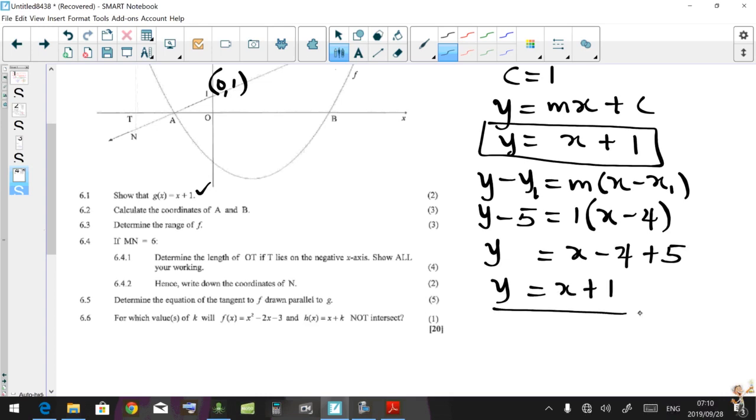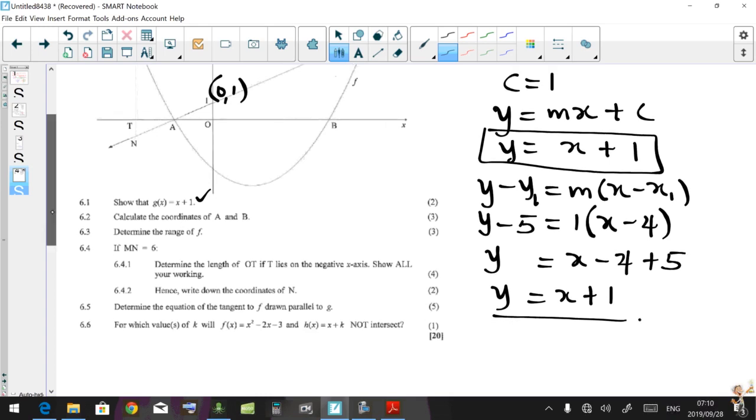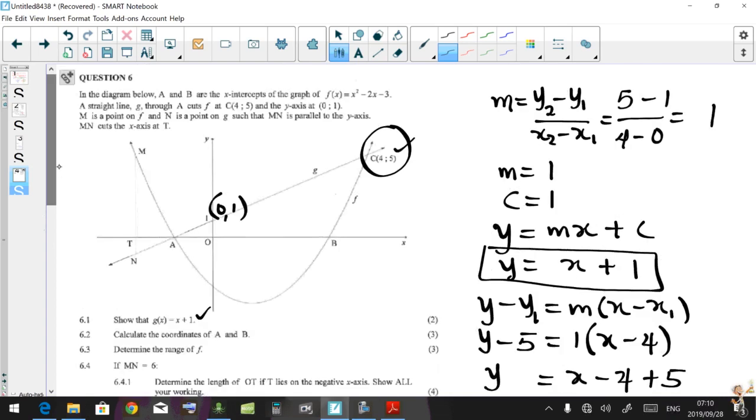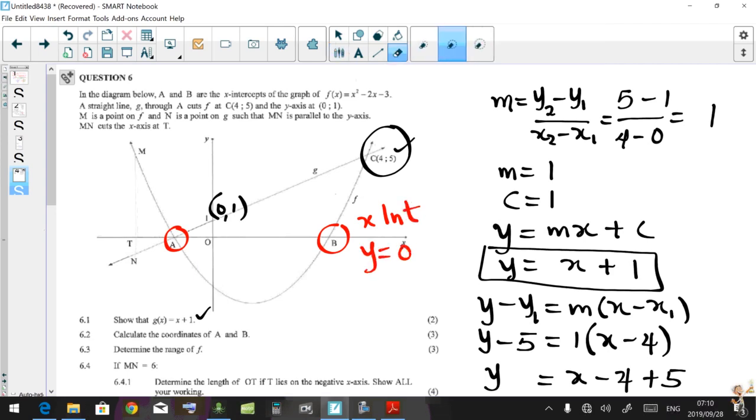Good. Calculate the coordinates of A and B. What do you know about the coordinates of A and B? These are my x values, and basically these are x-intercepts. How do you get x-intercept? Y must be equal to 0. Alright, let's quickly get that. I make the space so that it's easier.